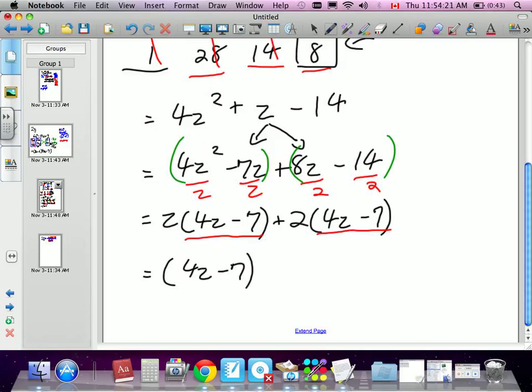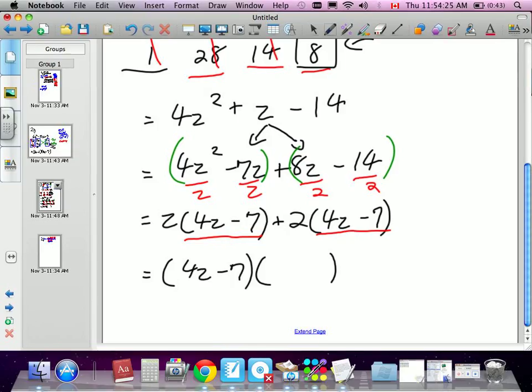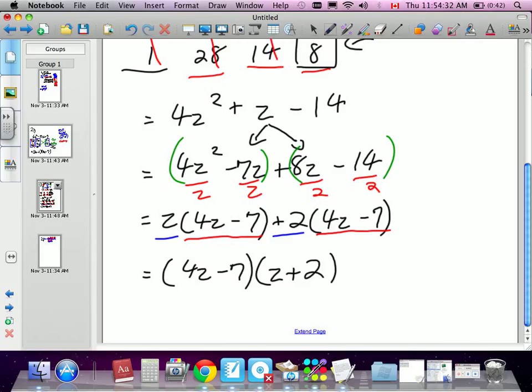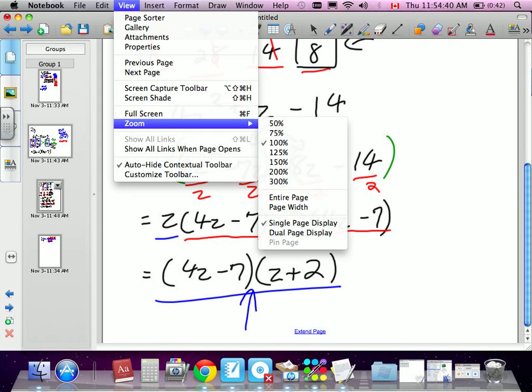I have 4z minus 7 is one bracket. Our other bracket is whatever's left over when we factor, which is our z plus 2. So we have z plus 2 in our other bracket. So our final answer is a set of brackets multiplied by each other. That's our factored form.